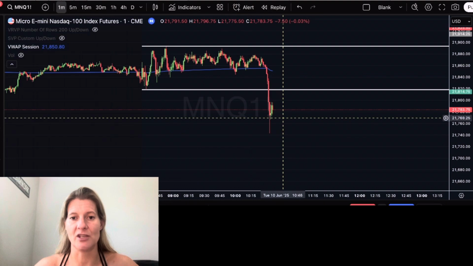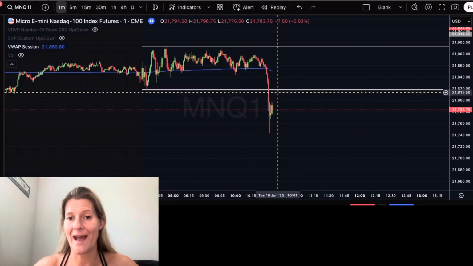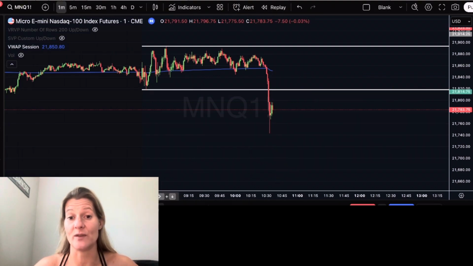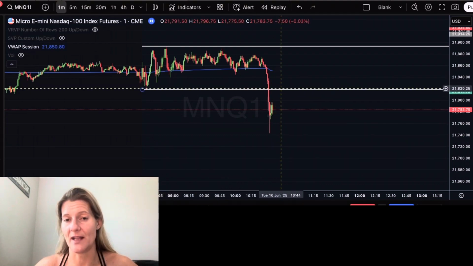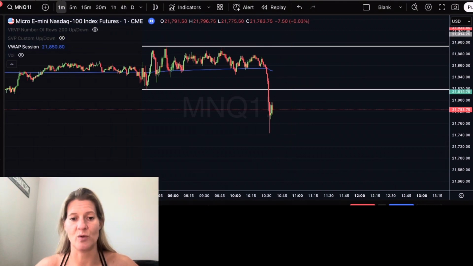You always want to confirm what happens at this initial balance low. If we start to reject, it would be a continuation lower for a short. If we start to close back within the initial balance and hold above it, then we could continue higher for a long. So let's see what happens here.